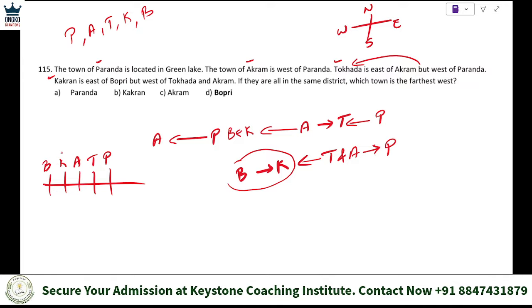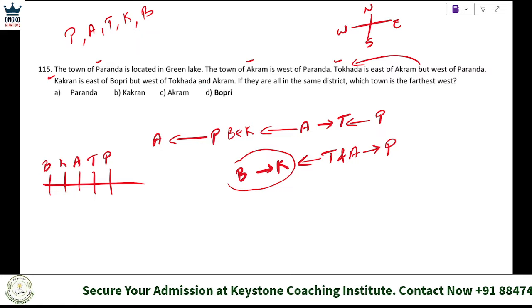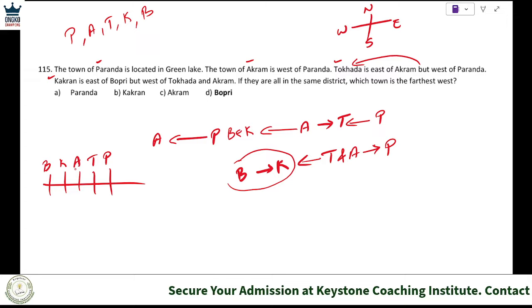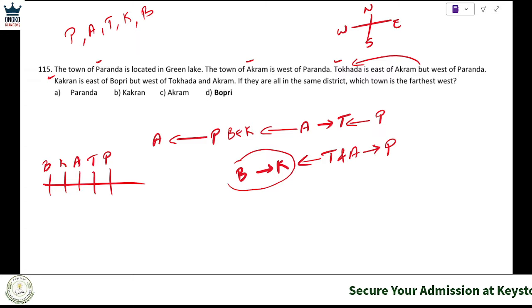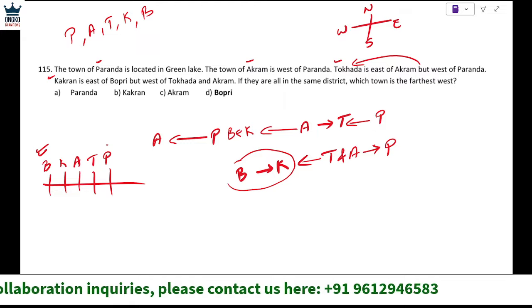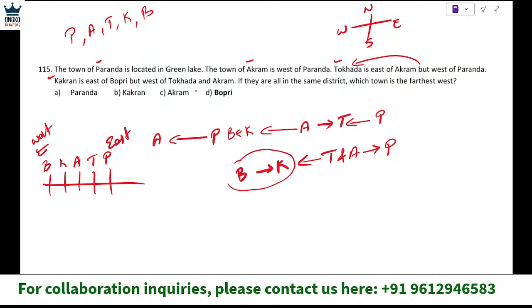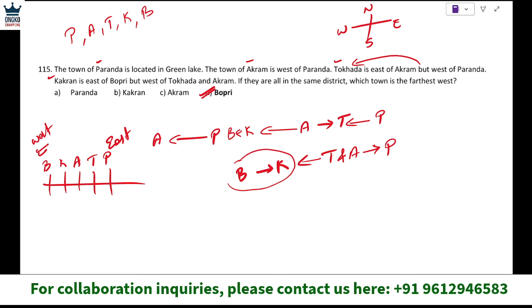That means okay. That means we're talking about K, west of D and A. That means B is what? West of D and A or no? And they are all in the same district. Then which town is the farthest west? So who is the westernmost? The easternmost is this one, and the westernmost is this one. So the answer is what? Pobri.